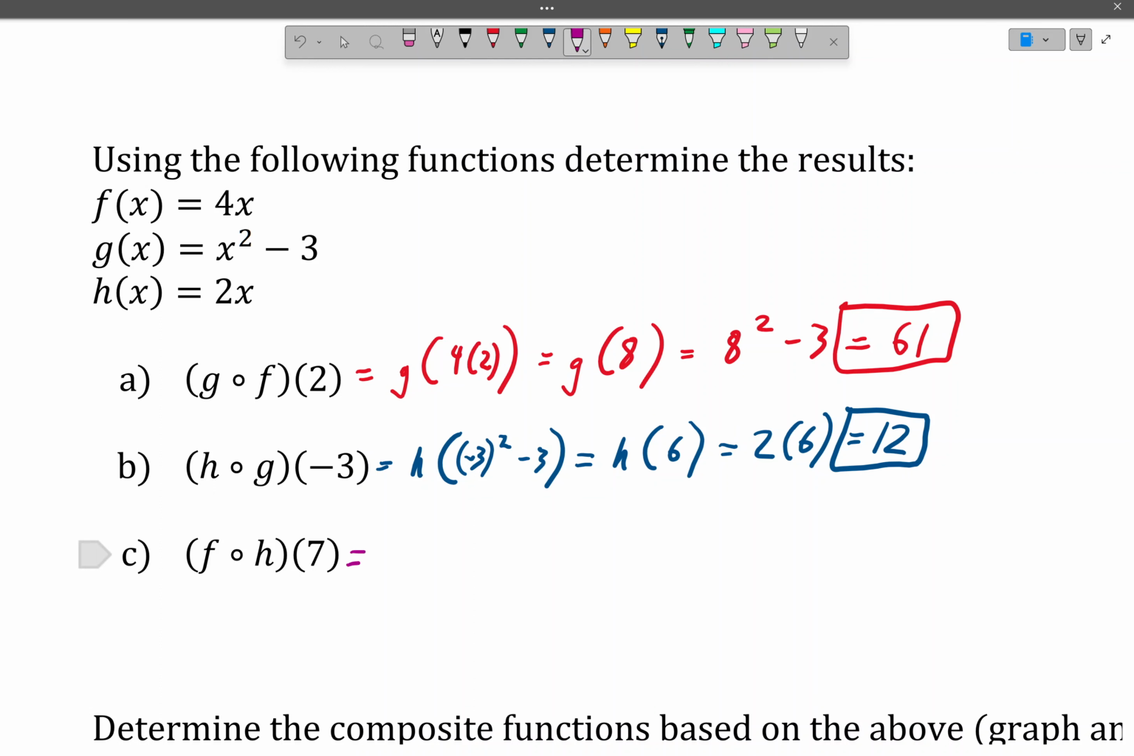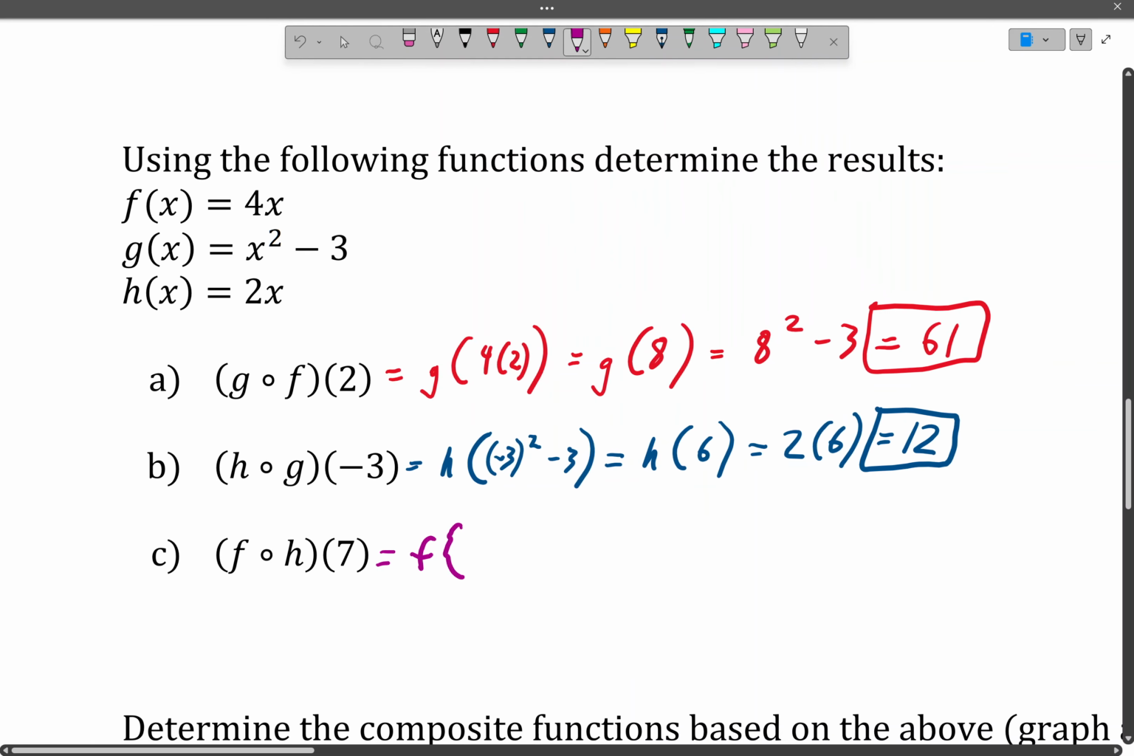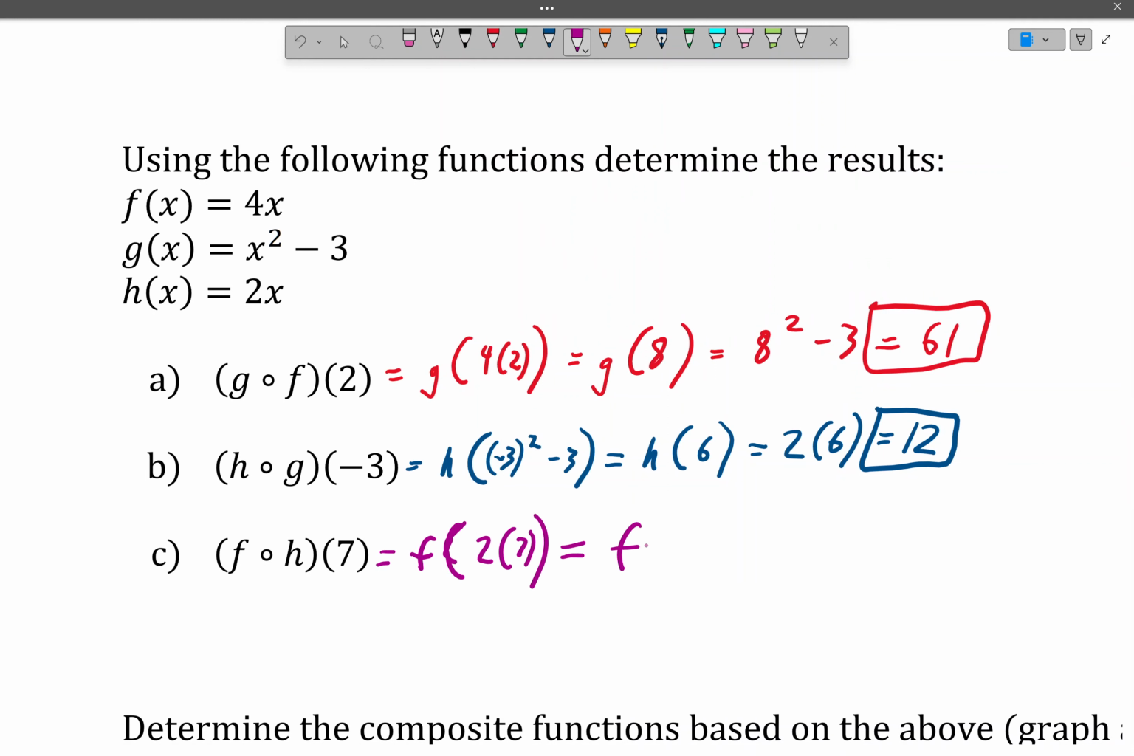So this is f of h. So what we're going to do is f of, and then we'll get the h value. So it's 2 times 7. So that means it's f of 14. And so it's 4 times 14, which is 28.